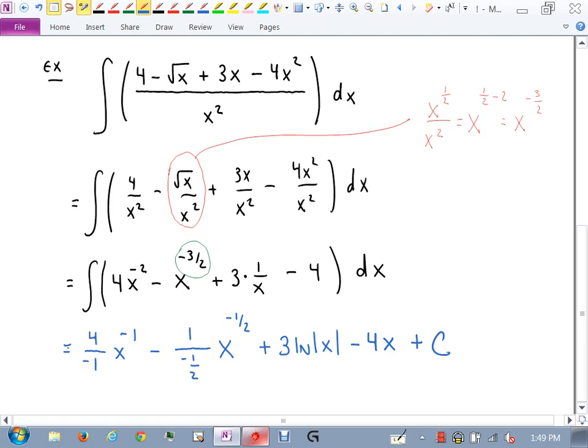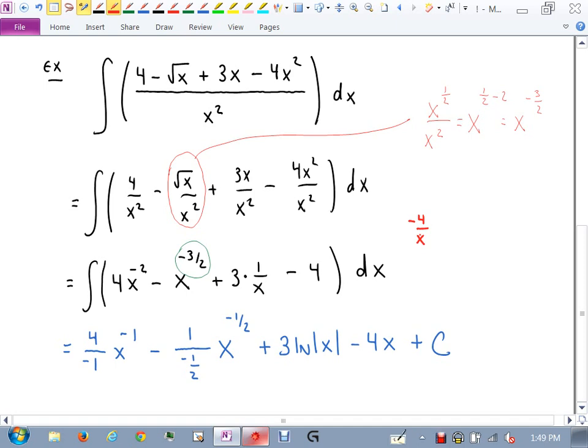What does this first one turn into? Negative 4 over x. I could write it that way. I'm out of room, so I'll put it right over here. Negative 4 over x. You could leave it as negative 4x to the negative 1, especially if you have to take the antiderivative again. You'd want it to be written as a power.